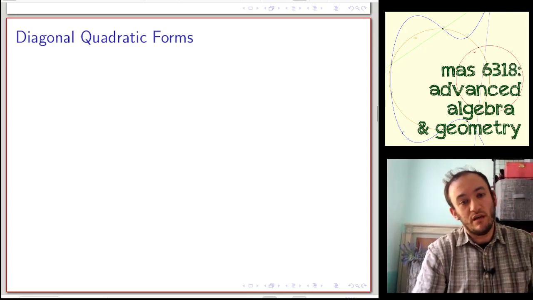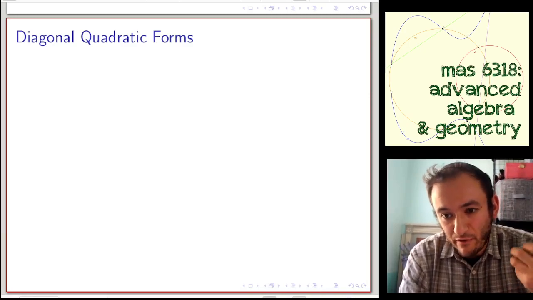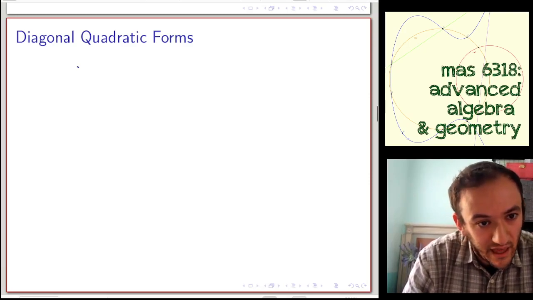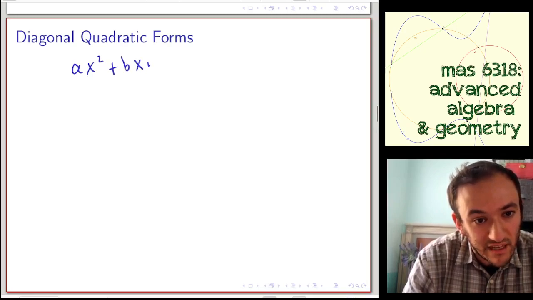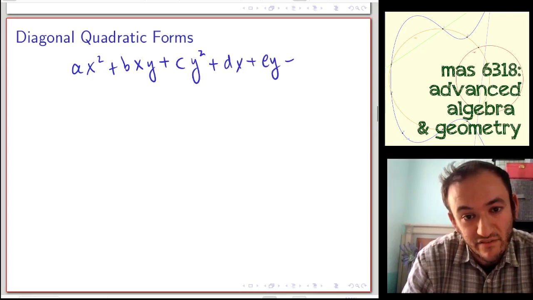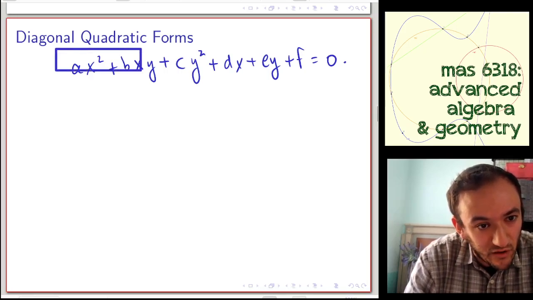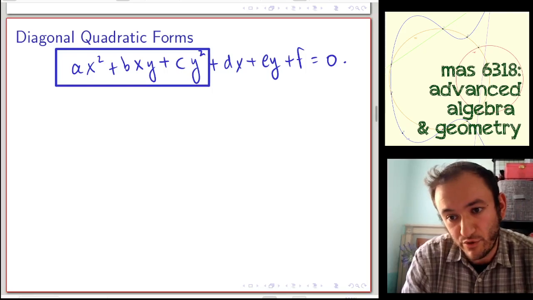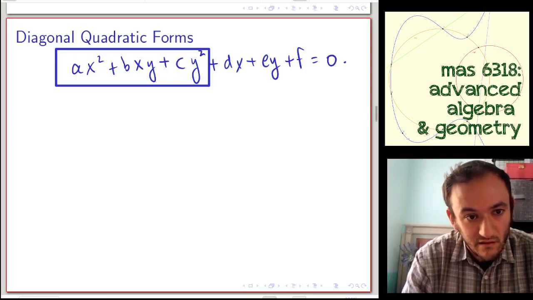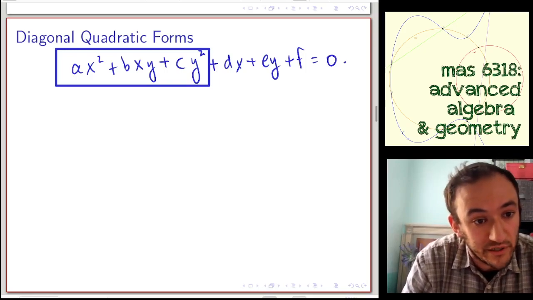Okay, so now that we've reviewed our conic sections, what we want to do is start thinking about that equation that we had above. Again, it was ax squared plus bxy plus cy squared plus dx plus ey plus f equals 0. We want to pay most attention right now to this part. This is the degree 2 part, and it's homogeneous of degree 2, so there are no lower degree terms.